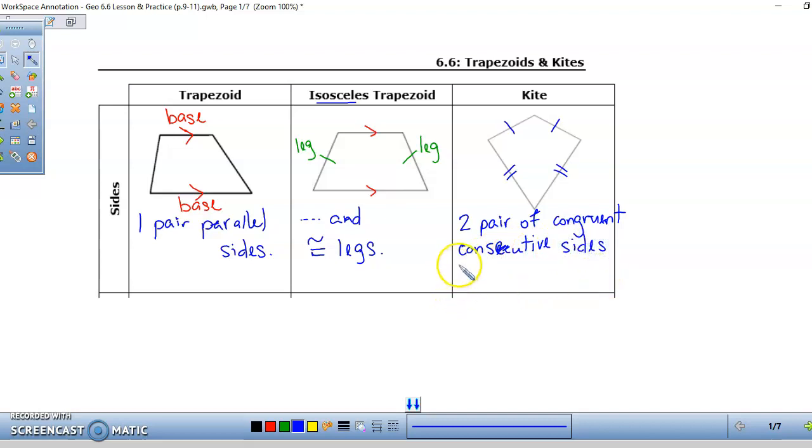Now, the other really nuanced part of this is that all four sides can't be congruent either, because then it would be a rhombus. So you have two pair of consecutive congruent sides, but not four congruent sides. And that is the definition of a kite.